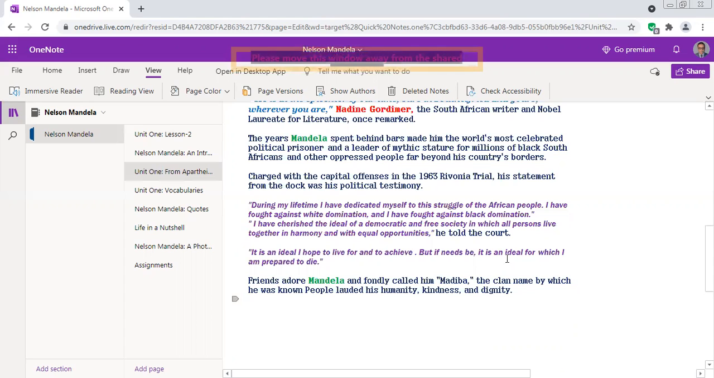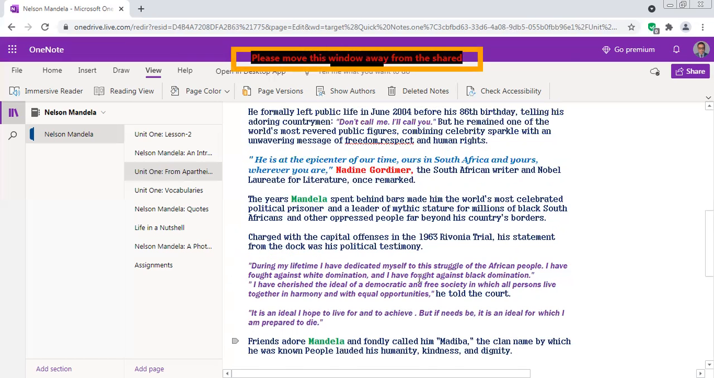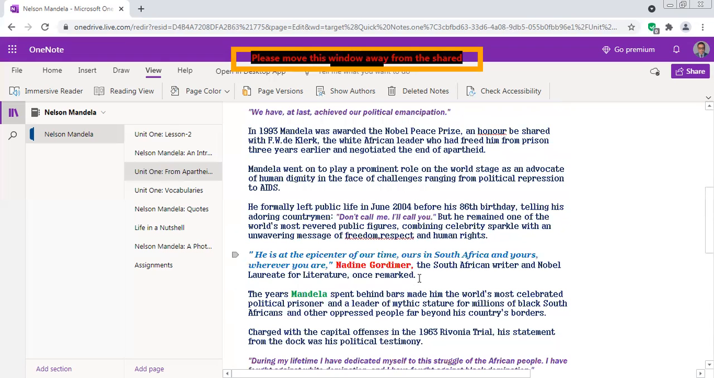For example, at the end, he is called by his close friends Madiba. We come to know about his nickname. So this is very important. And we know who he is. He is a great freedom fighter, and he is honored throughout the world for his freedom movement. And he has lived.